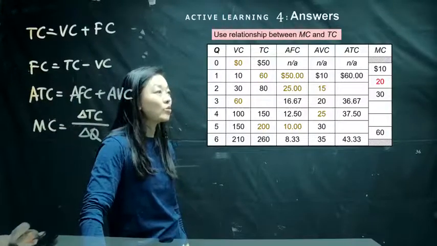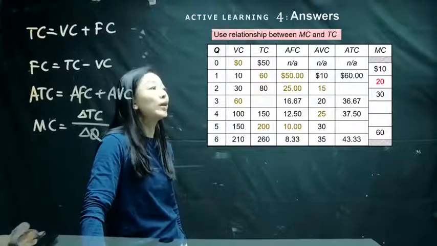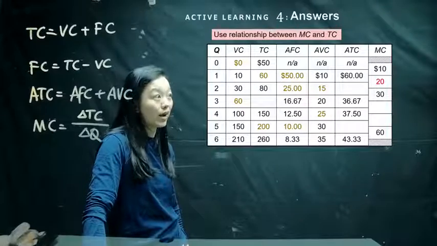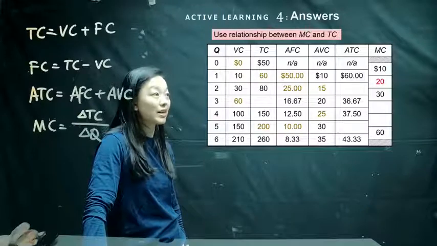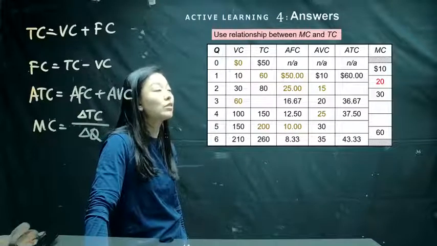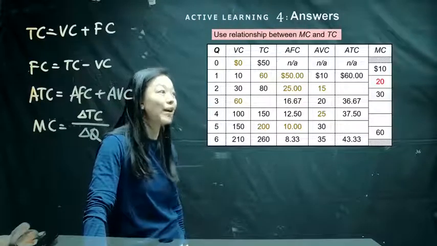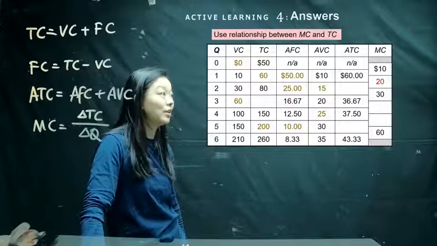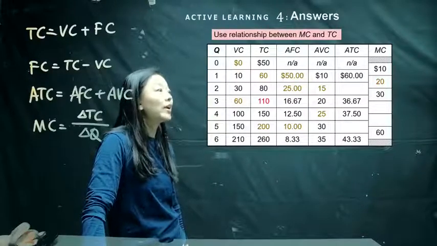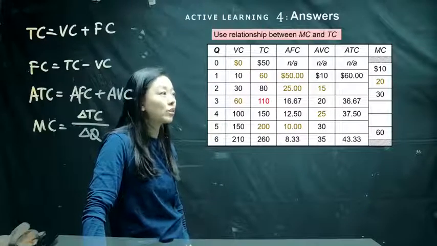So for example, when the quantity equals 2, we have the total cost equal to 80, right? So use 80, subtract 60 to get a change in total cost equal to 20, and divide by 2 minus 1, and that will give us 20 for the marginal cost, etc.